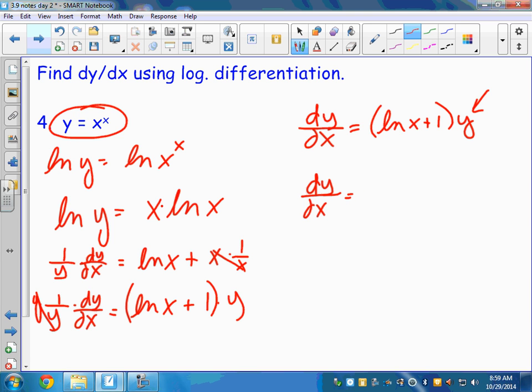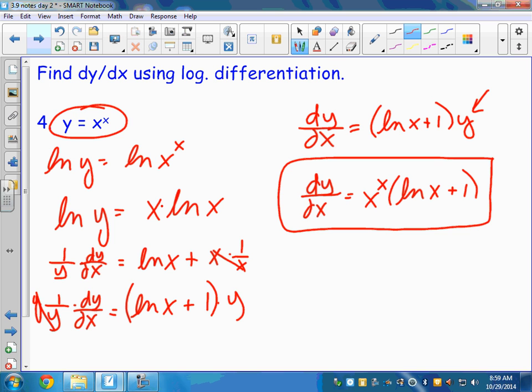So I'm going to just say that's x to the x times ln of x plus 1. If you want to put the x to the x at the end, you can. You could distribute if you want, but you don't have to. We took the derivative of this. Our final answer is in terms of x. So that is our answer.